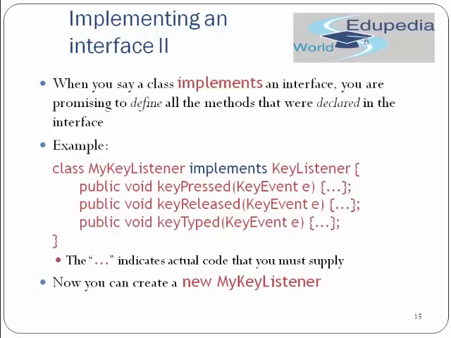For example, we have a class MyKeyListener, which implements KeyListener. Now KeyListener has three abstract methods: keyPressed, keyReleased and keyTyped. Now you need to provide a definition of all three of them. Here the dots mean the code you want to supply. And now you can create a new MyKeyListener. Fine, so you can do KeyListener a = new MyKeyListener. So it's actually creating the object of MyKeyListener with the reference of the KeyListener interface.